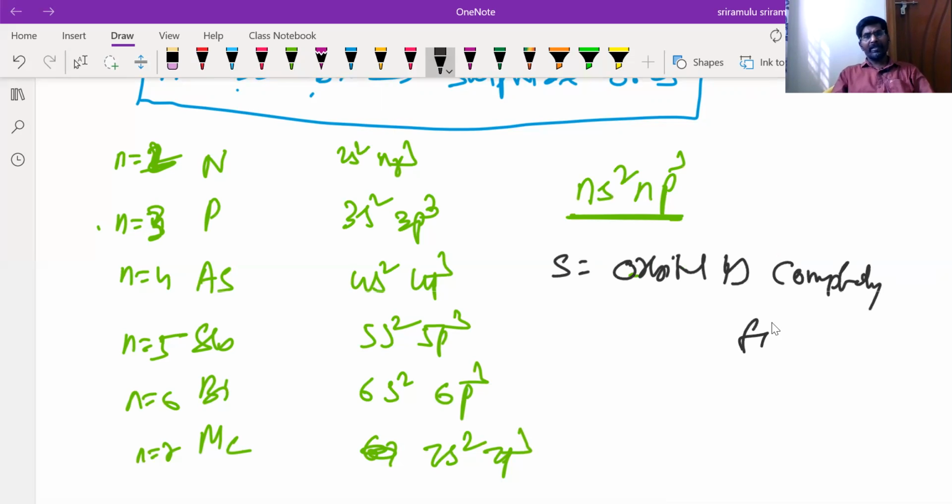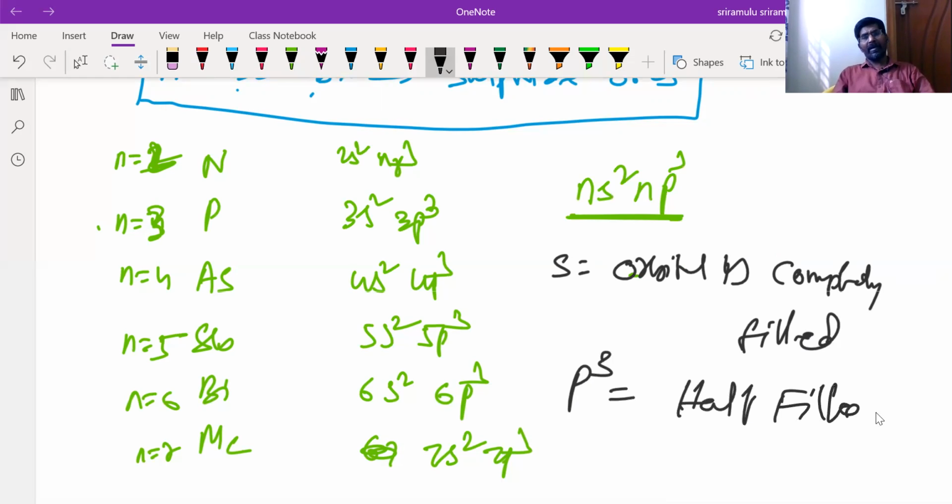The s orbital is completely filled. What about the p orbital here? The p orbital also has 3 electrons, so that means it is also a half-filled orbital. Okay, students, half-filled orbital. So this is the general electronic configuration for the fifth A group elements.